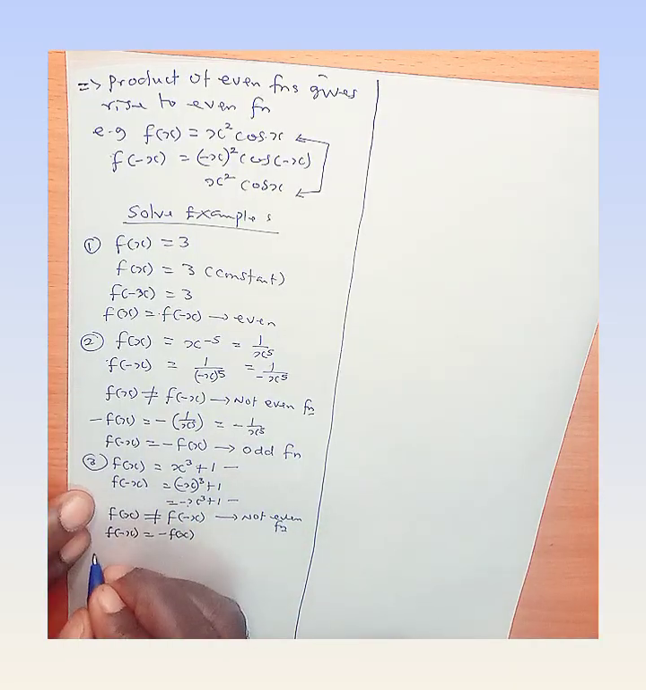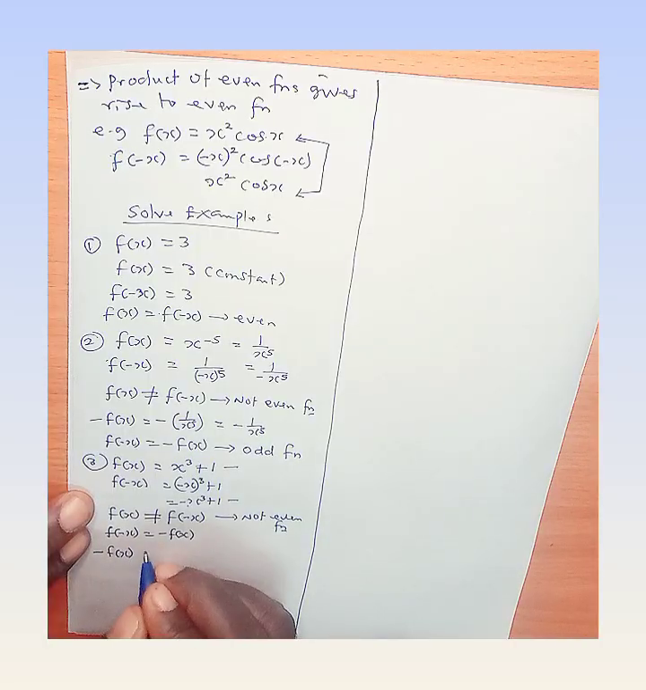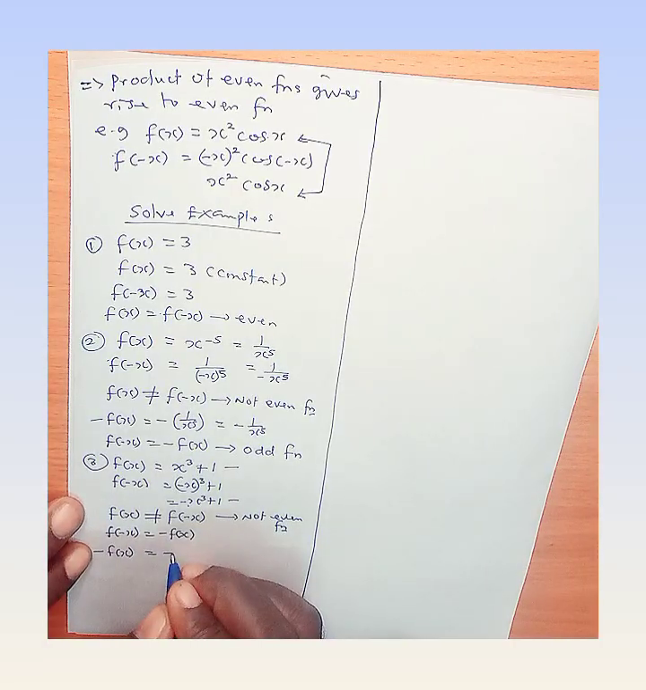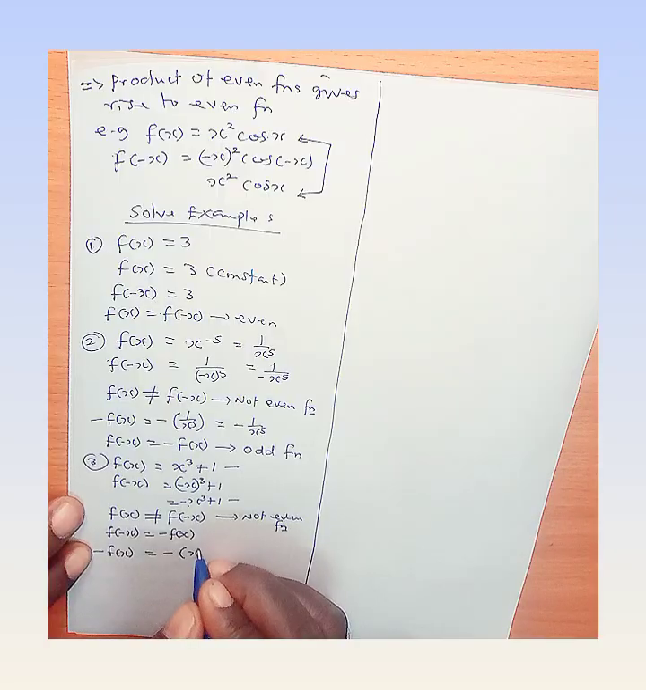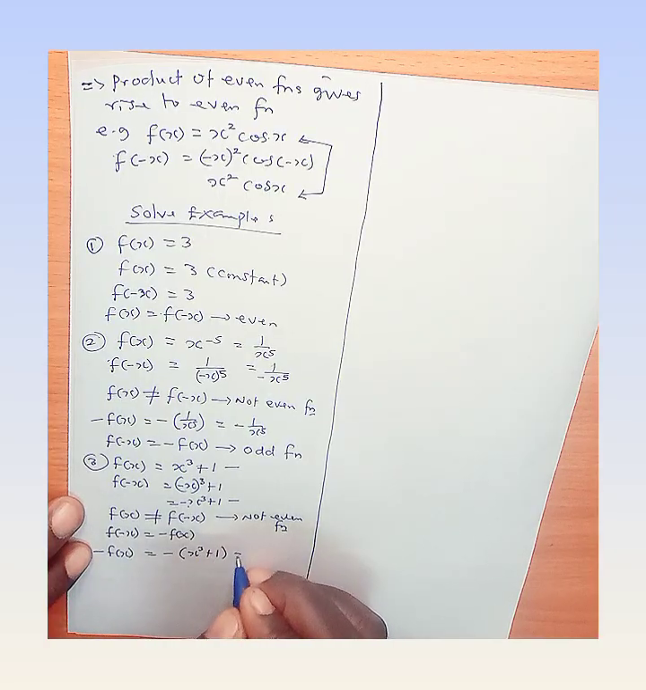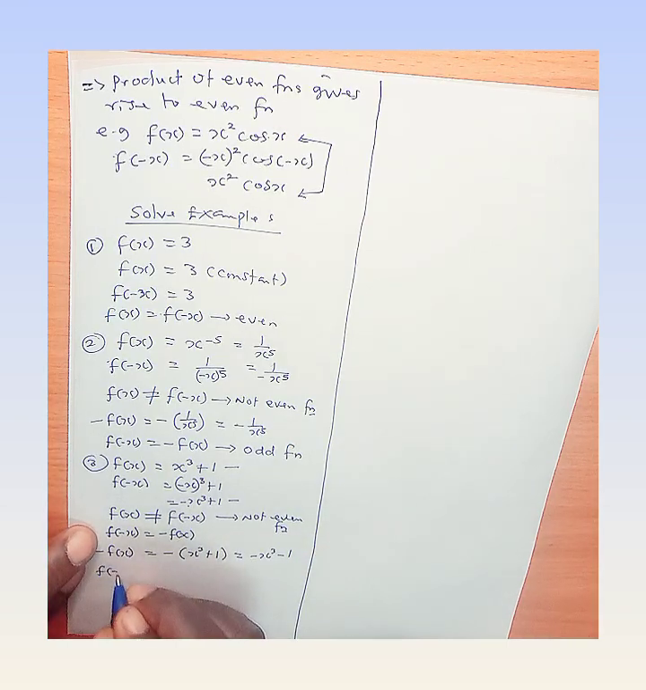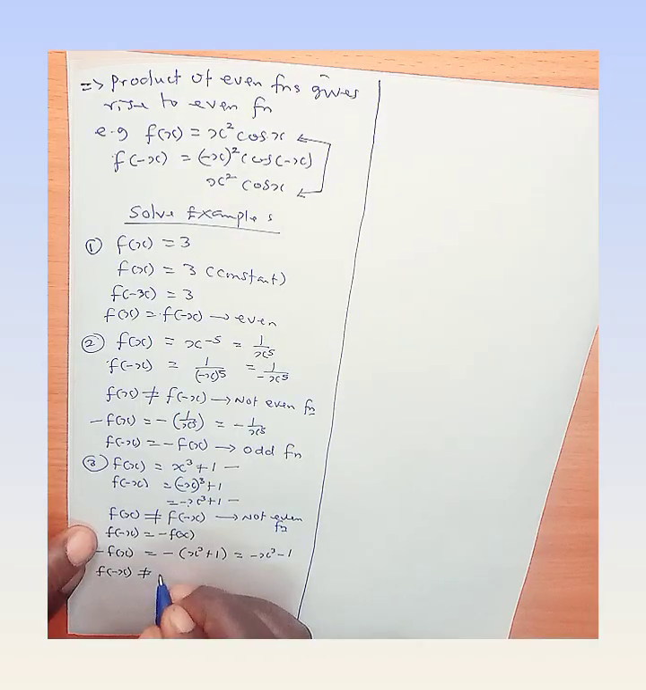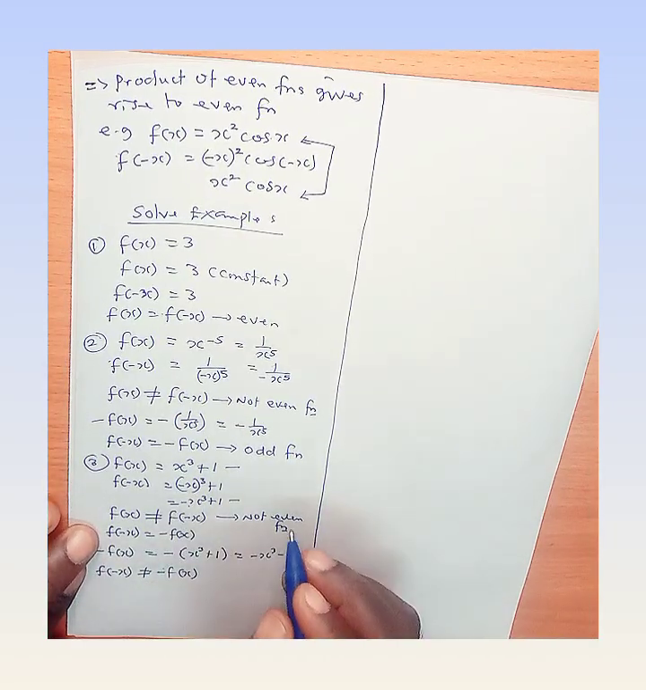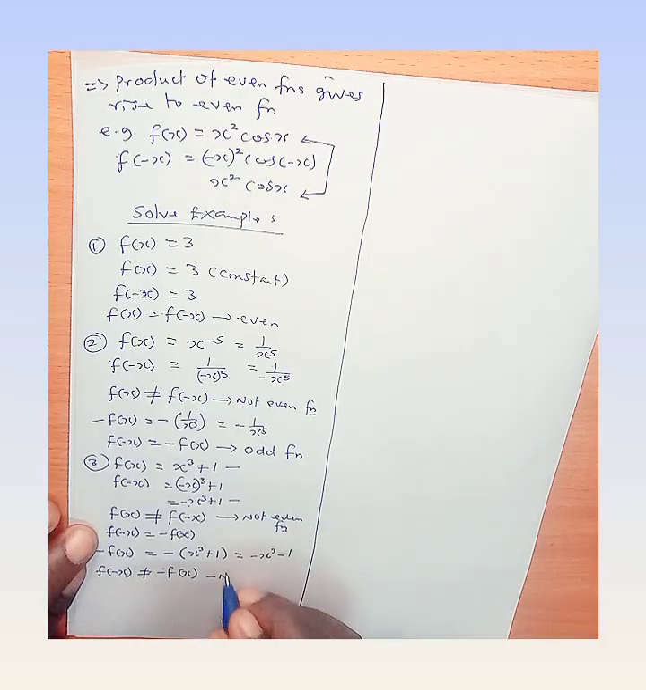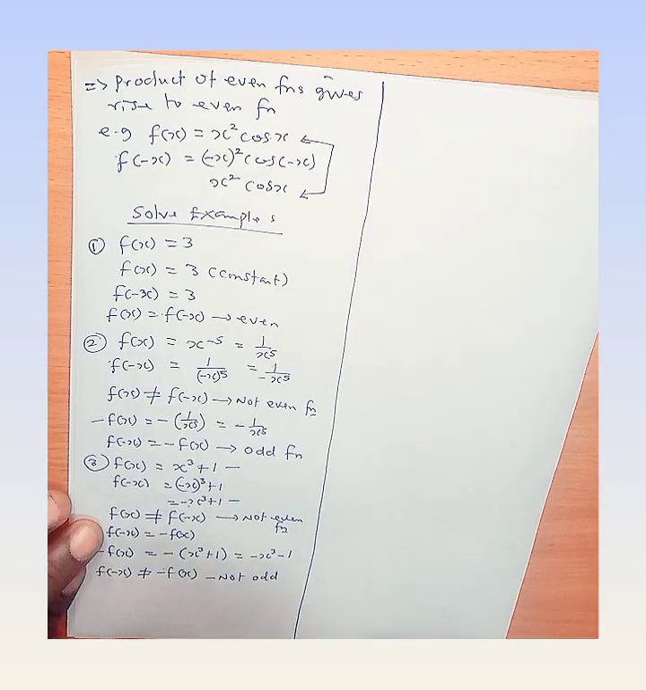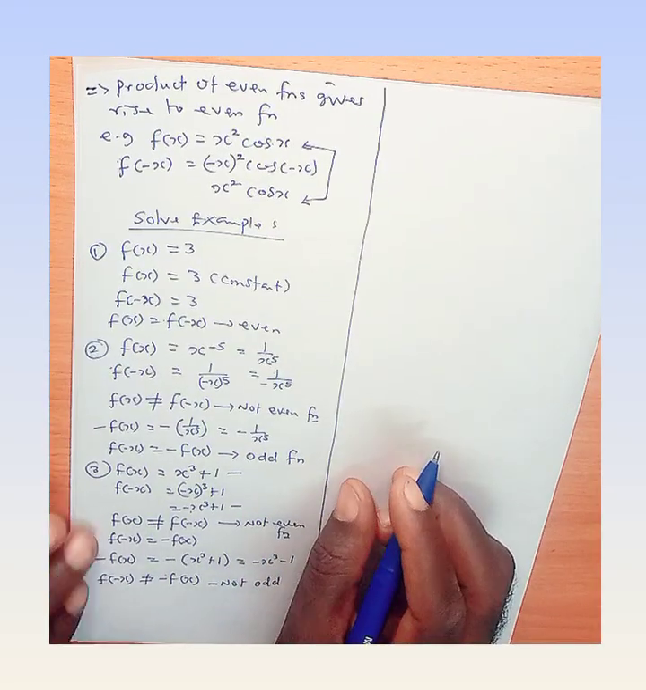Now let us test it for minus f of x, which will be, we multiply f of x by minus, which is minus into x cubed plus 1. This will give us minus x cubed minus 1. When you look at this, f of minus x is also not equal to minus f of x. When you look at this function, it is not an even function and it is also not an odd function. This type of function is neither an even function nor an odd function.